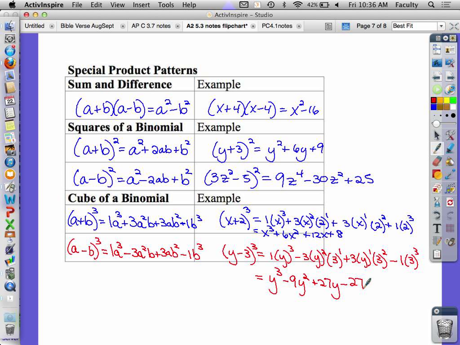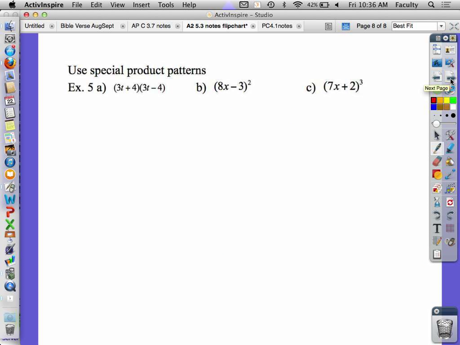Alright, because of time, we're going to skip example 5A and B, and we're going to jump to C, and then try to do another example if we can. Okay? So let me show you how this works. So we're going to do just C. I'm going to do 1 times 7x being cubed plus 3 times 7x being squared, 2 to the first, plus 3 times 7x to the first, 2 to the second, plus 1 times 2 to the third.